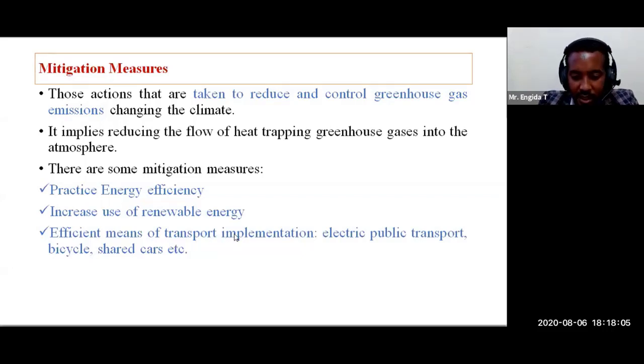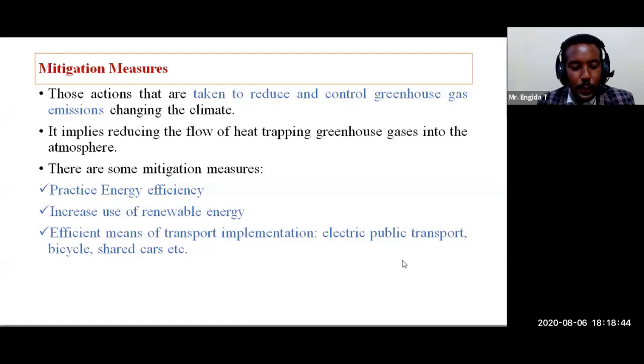Efficient means of transportation, as I've said before, we have to use electric public transport, electric private transport vehicles, shared cars to reduce the emissions. We have to encourage mass transport like railway transport, like the bus, and we have to discourage auto transport, a single and individual's transport.